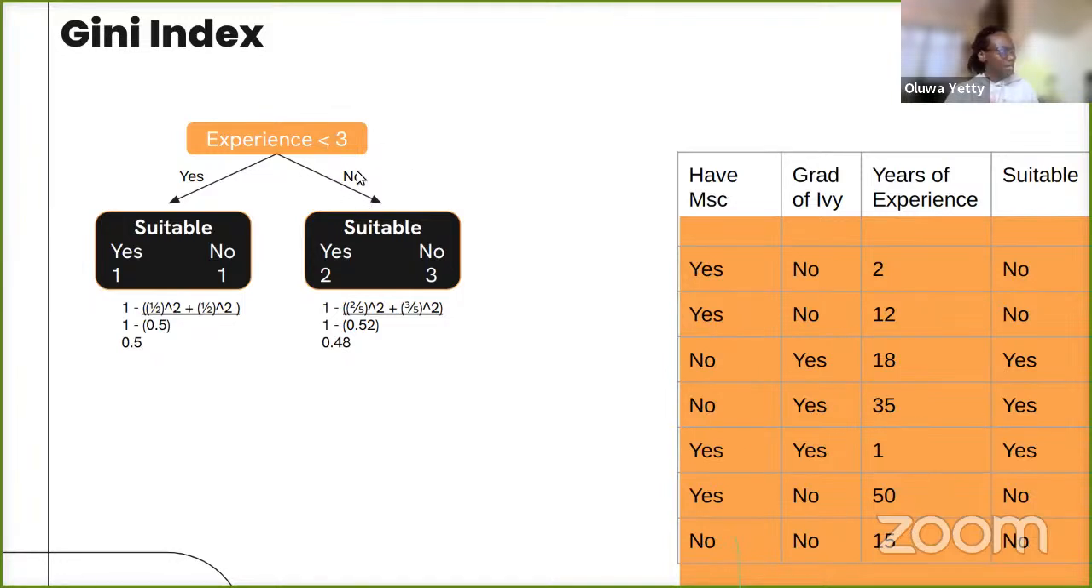Is 12 greater than 3? Yes, so it fits this branch. So what's the suitability? No. So we start counting. We have 1 no. 18, but the suitability is yes. So we have 1 yes, 1 no so far.